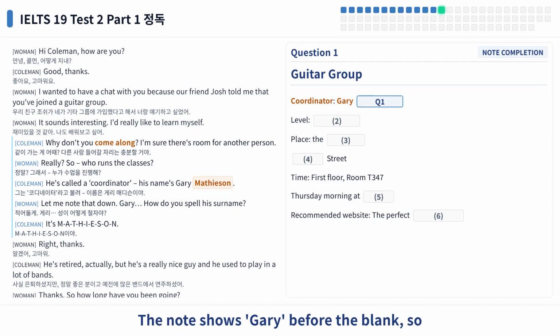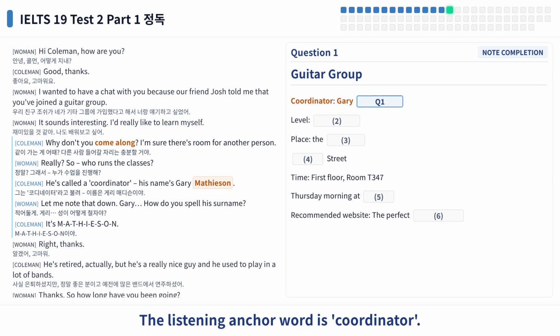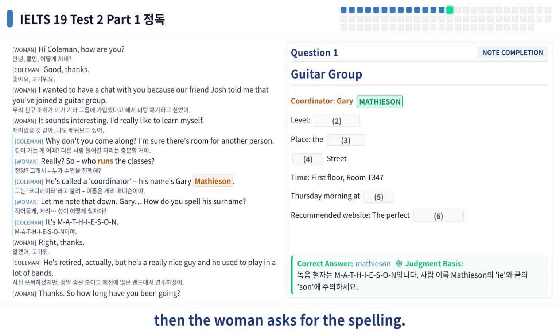The note shows Gary before the blank, so we need a surname. The recording will first say the full name, then spell it. The listening anchor word is coordinator. Coleman says the name is Gary Mathieson, then the woman asks for the spelling.